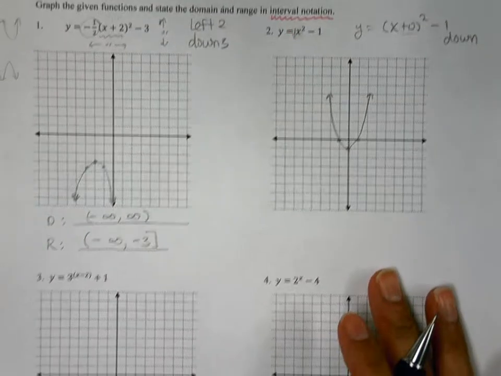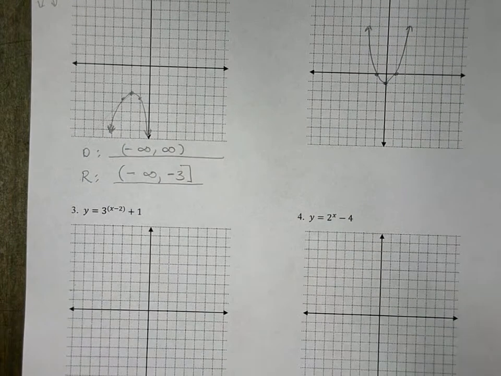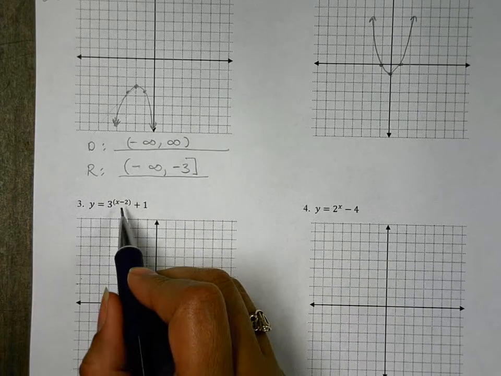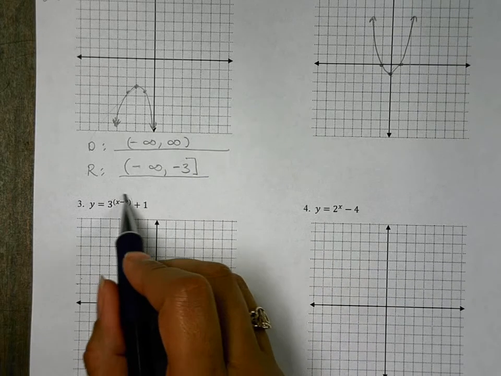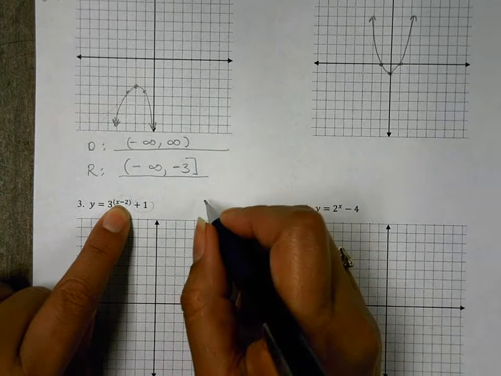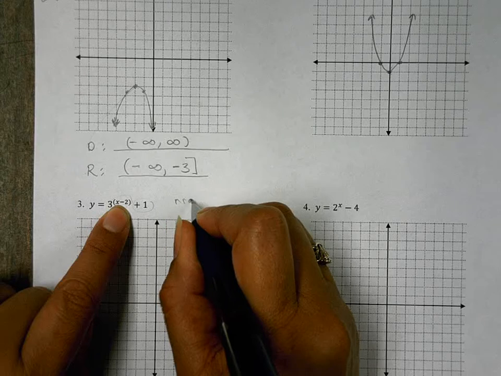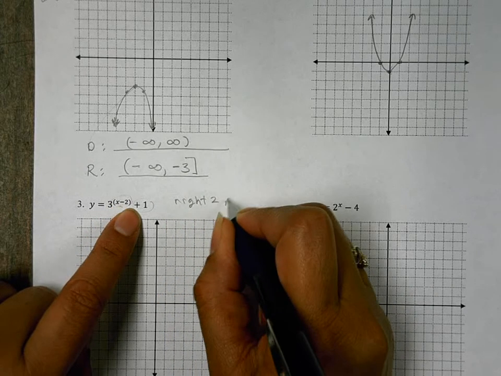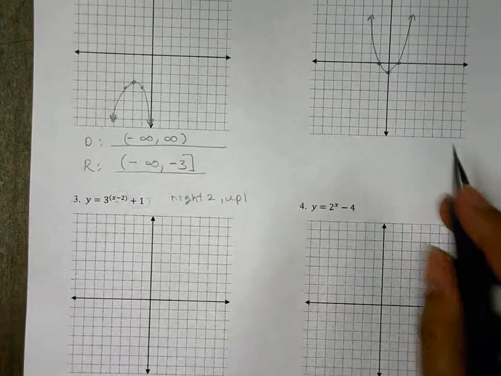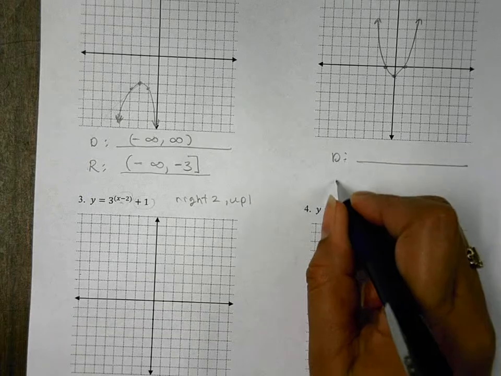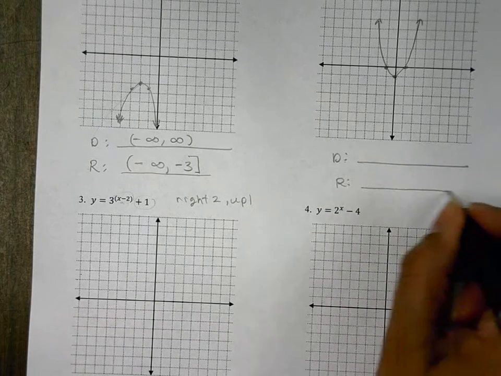Okay, next two are exponential, a little bit harder, so you want to make sure you are paying attention. Okay, the concept stays the same. This is going to be right, left, this is going to be up, down. So it says minus 2 there, so it's going to be right 2 and then up 1. And I'm going to come back over here because I forgot my domain and range. Please don't forget that on your assignment, domain, range.